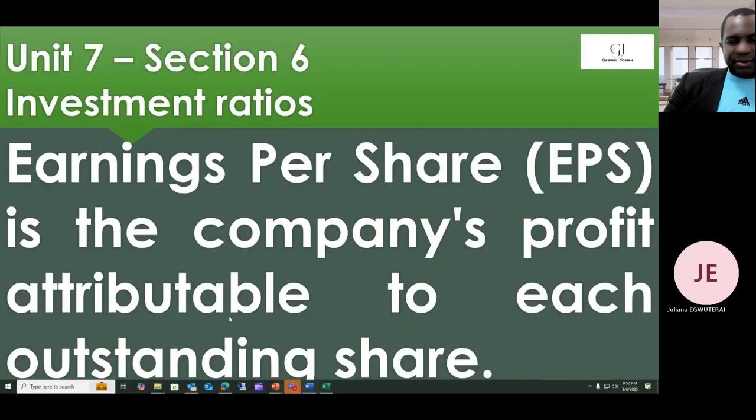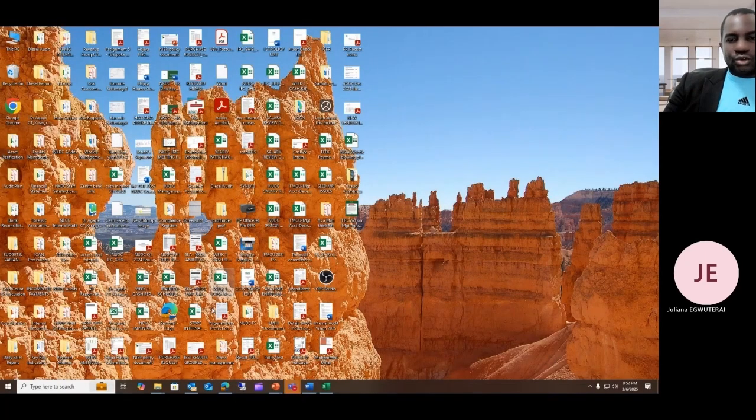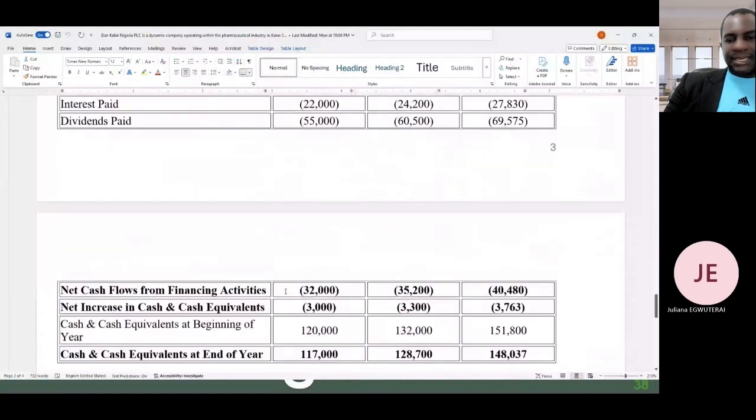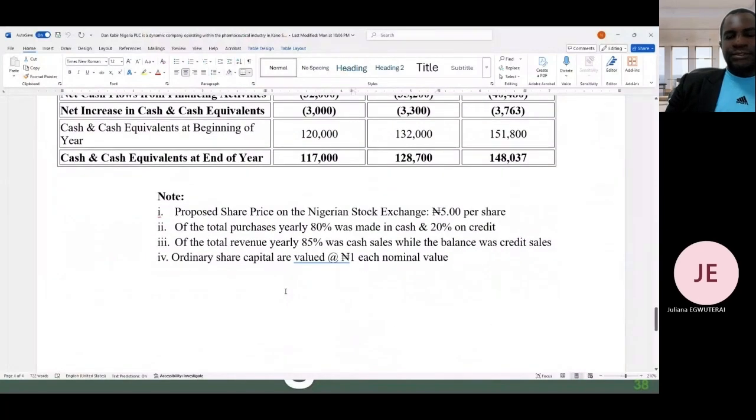So let's go to Dan Kabir, the question now, and look at the note. How much is the share valued in the market? Good. So if you look at note 4, the proposed share price on the Nigerian Stock Exchange is 5 naira per share. Wow. So at 1 naira each for 2020, the share is now 1 naira 14 kobo. As at that time, the proposed price of Dan Kabir's share is 5 naira in the market. Almost 3 times. No, almost 5 times, right?